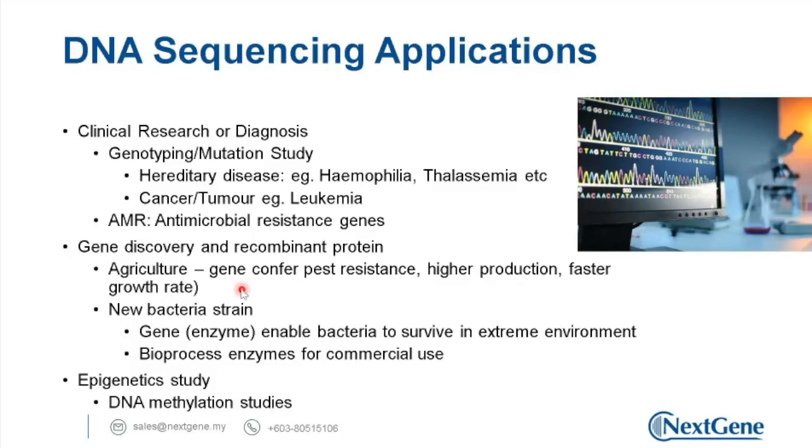Okay. So in addition, when we want to look for new strains of bacteria in not so well-known areas, for example in the Arctic, Antarctic, or some swamp area, those bacteria might carry some unique gene or enzyme that enables them to survive in those unique or niche environments. This kind of enzyme might be useful to be engineered and become a recombinant protein to be used as a bioprocessing enzyme and later on for commercial use.